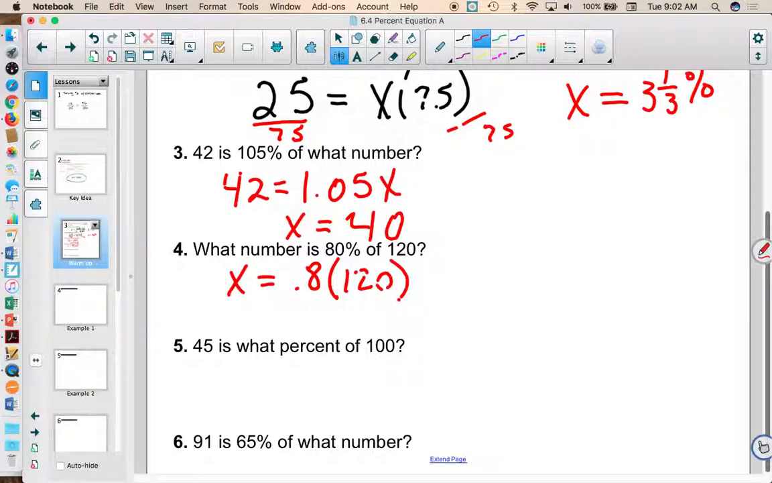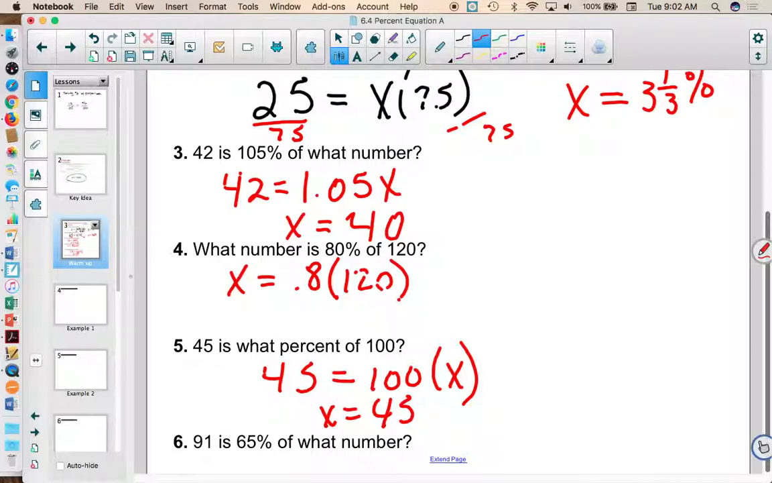So 45 is what percent of 100? 45%. Isn't that what we're talking about though? Okay. Now then, when you solve, I agree. You're going to divide 45 by 100, which would give you X equals 45%. But the equation is 45 equals 100X. Have to have an equation. Okay?